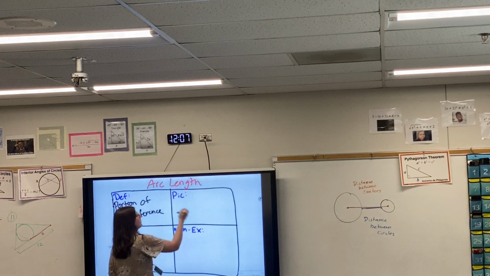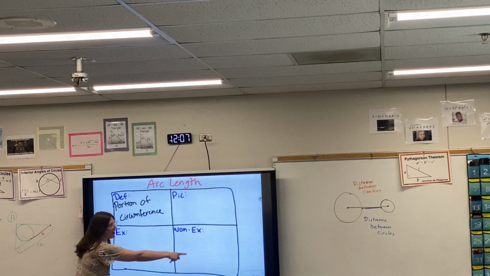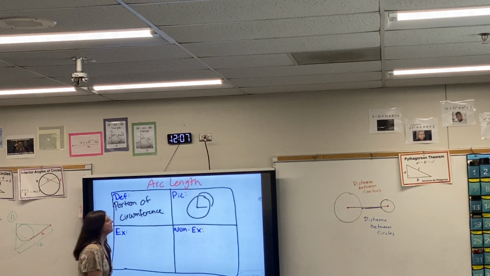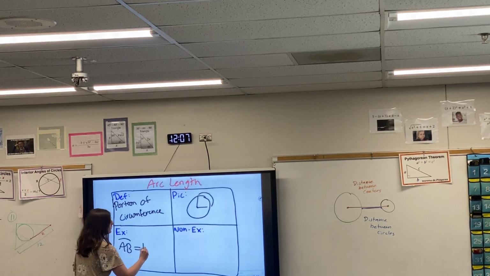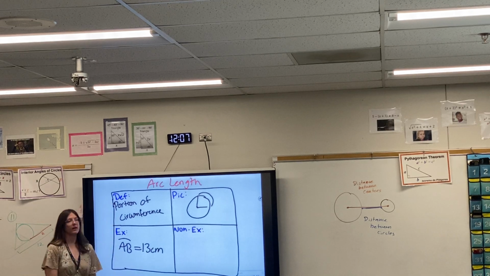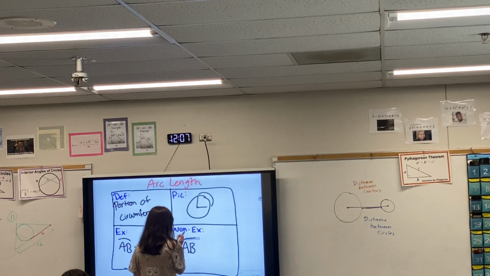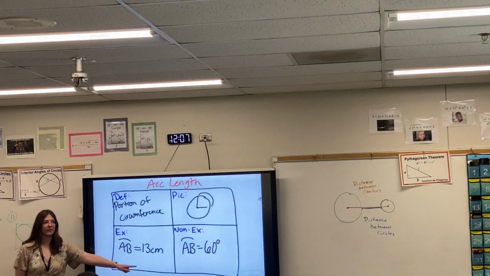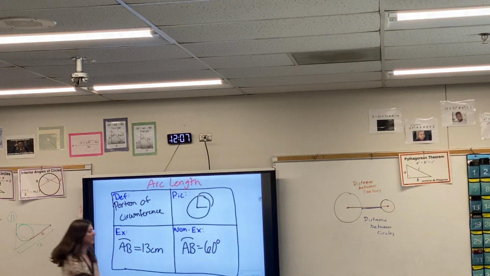And a picture, that's what this one is. I didn't even tell you what these are. Definition, picture, example, and non-example, right? So a picture could be, okay, we got this little piece, and then we want the length of that, right? An example could be, oh, AB equals 13 centimeters. A non-example would be AB equals 60 degrees. That is not the arc length in this case. We want the length, right? This is the degree, this is the length, okay?